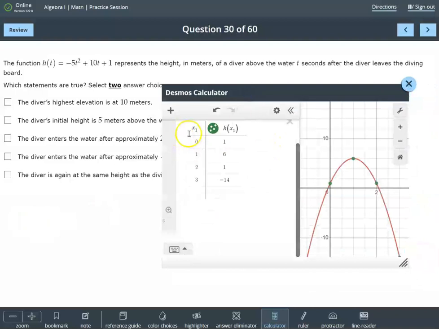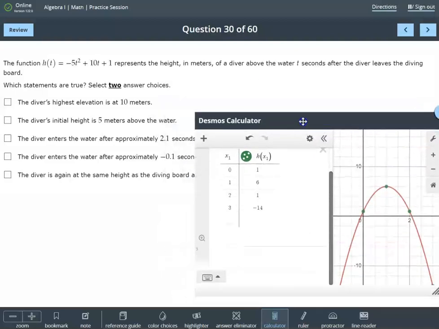Now if you want, you can go in and change the labels on the graph if you think that will help. The t is your input. That's like your x1. So you would put the time for the x-axis, and your y is your height. That's like your h of t or your y. So let's see if we can answer some questions.